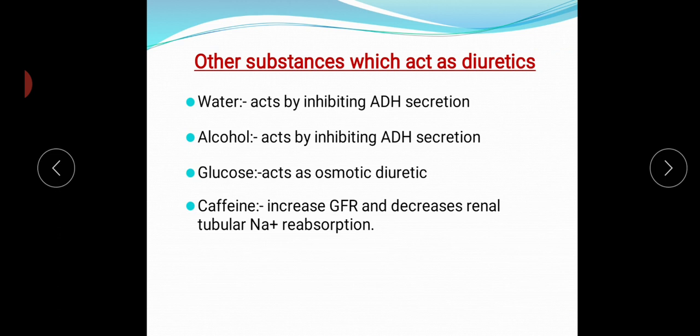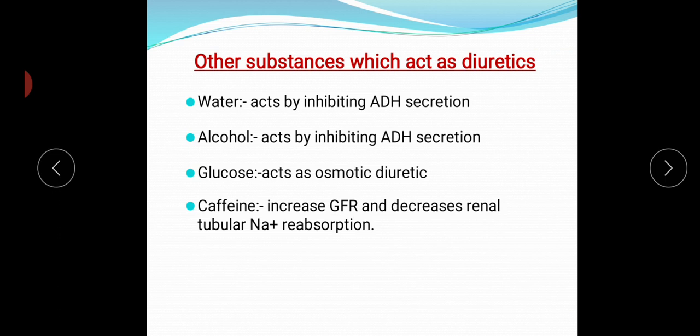Now, other than this, there are certain other substances that can also act as diuretics and increase the urine outflow. One of them is water. If you are drinking excess water, then there will be more urination. The excess water will inhibit the ADH secretion by making the plasma volume hypotonic.